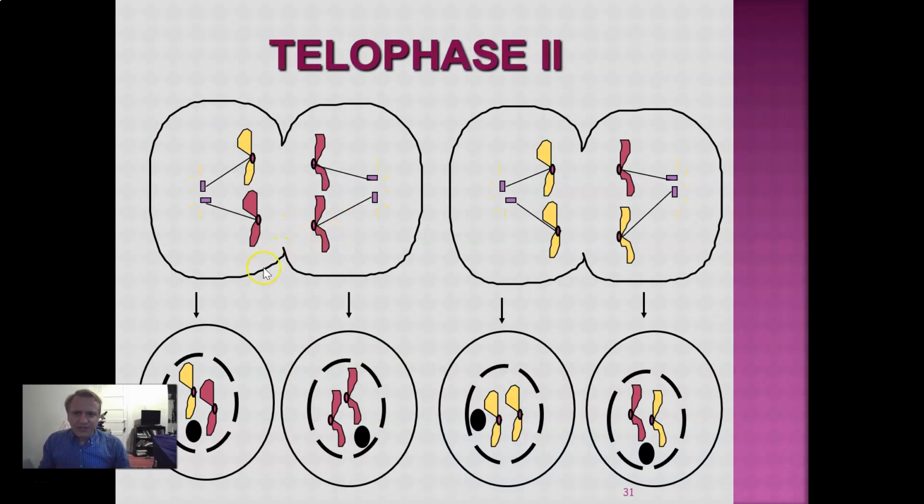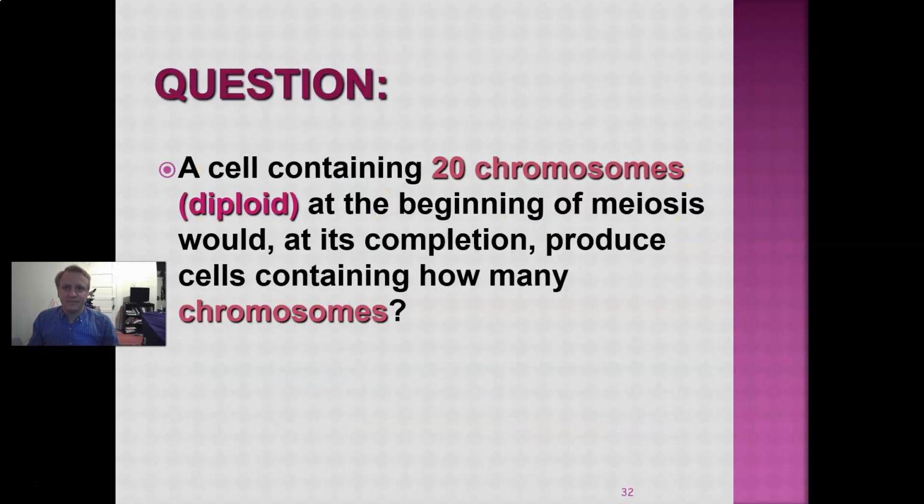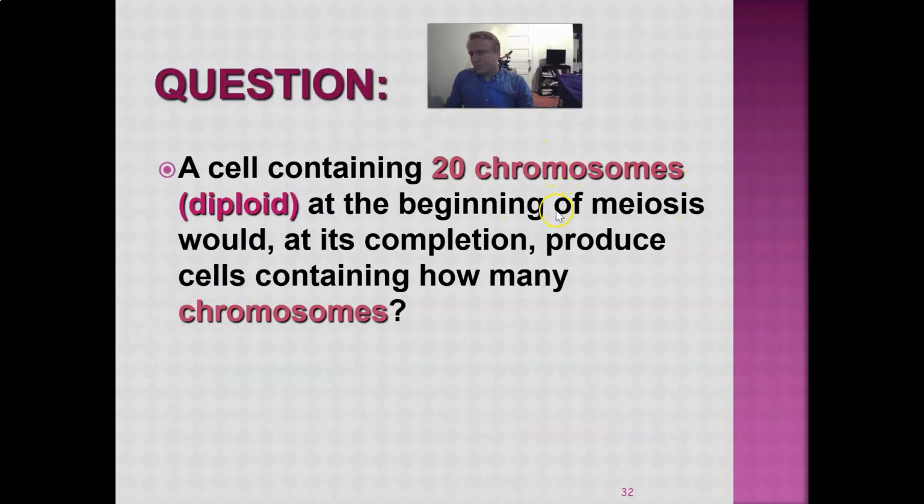So at the end of telophase 2, you wind up with 4 cells. Okay, 4 genetically distinct cells. So let's go through a couple of questions. If you have a cell with 20 chromosomes, so this is not a human cell, obviously, it only has 20 chromosomes, at the beginning of meiosis, at its completion, how many chromosomes would you have?